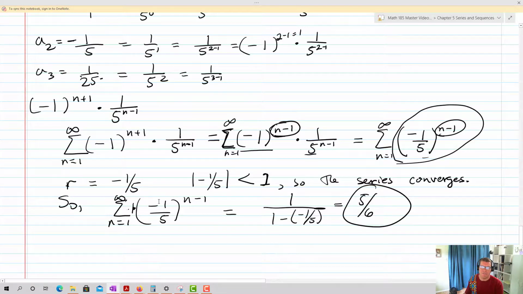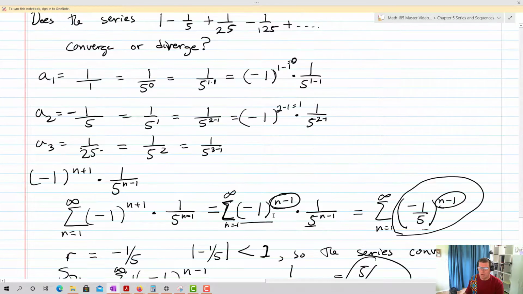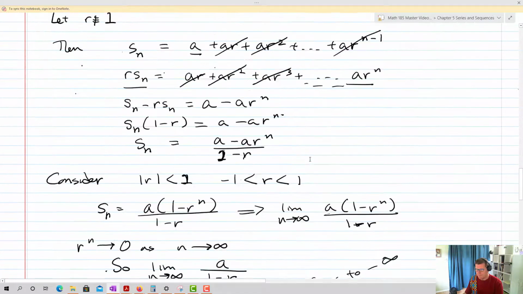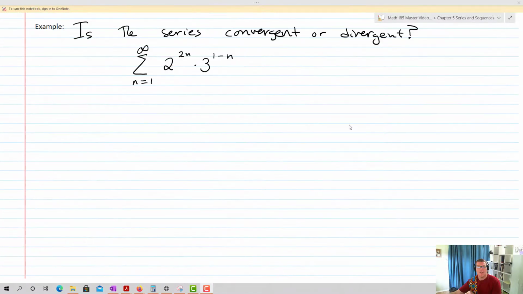R is negative 1/5. I noticed that negative 1/5 in absolute value was less than 1, so that told me that the series converged. So the sum of n equals 1 up to infinity of negative 1/5 to the n minus 1 is then going to equal the value that I had inside of my original formula. And that finishes that. So let's take a look at this series. Let's ask the question, is this series convergent or divergent?